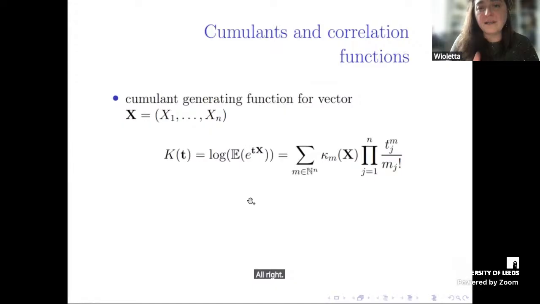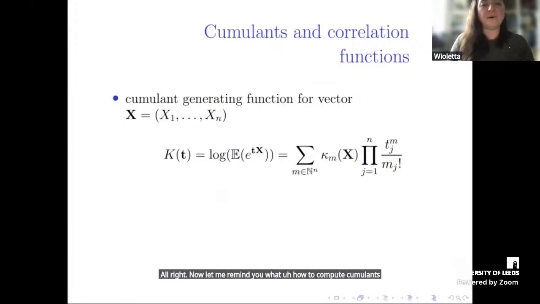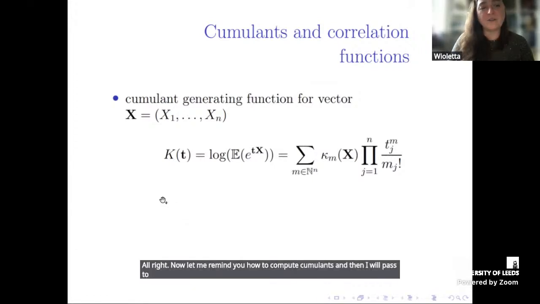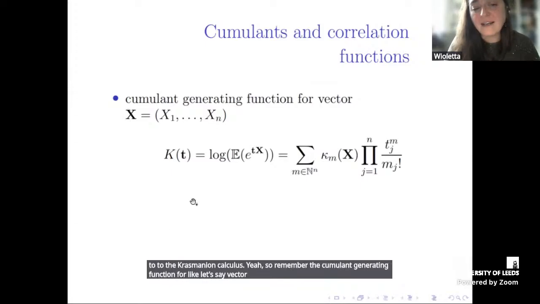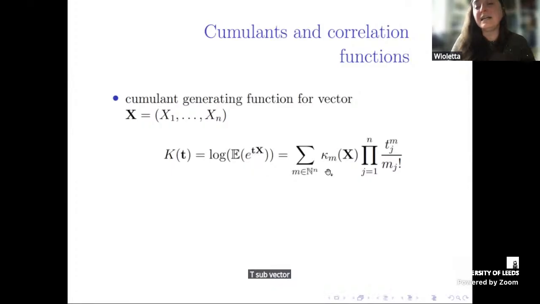Now, let me remind you how to compute cumulants, and then I will pass to the Grassmannian calculus. Remember, the cumulant generating function for, let's say, a vector x1 to xn is defined as the logarithm of the expected value of e to the t times x. So t is a vector, x is a vector, and it's just given by this formula.